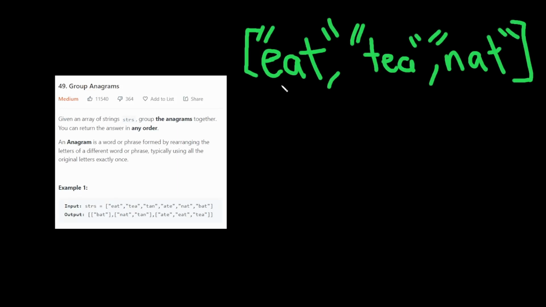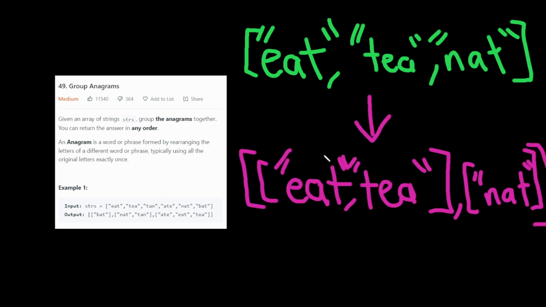This is LeetCode group anagrams. We're given an array of strings and we need to convert it to an array like this. We need to group all of the anagrams together in separate arrays.